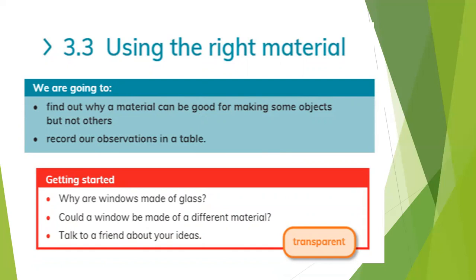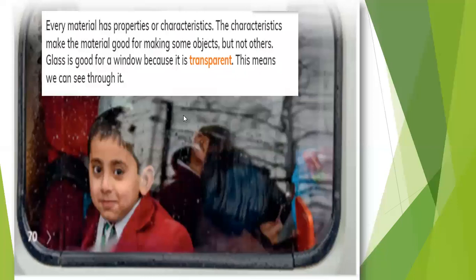What could a window be made of, a different material? Talk to your friend about your ideas. So first of all, windows in the house are made with glass. And why are they made of glass? Because glass is transparent and we want light or air to pass through it and we can see through the glass. Look, here you can see in the picture, the boy is looking outside the window.